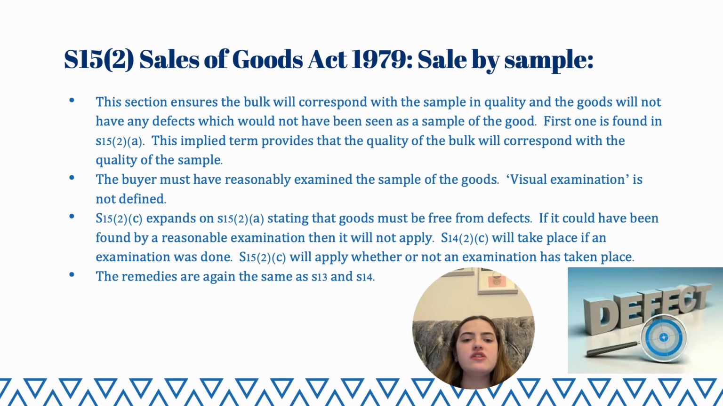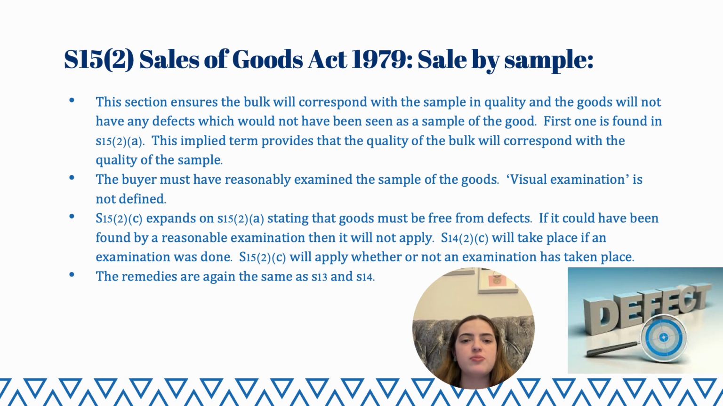Lastly, Section 15.2, Sale by Sample. This section ensures the bulk corresponds with the sample in quality, and that the goods will not have any defects which would not have been seen in a sample of the goods. The first one is found in Section 15.2a. This implied term provides that the quality of the bulk corresponds with the quality of the sample. The buyer must have reasonably examined the sample of the goods. Visual examination is not defined here.